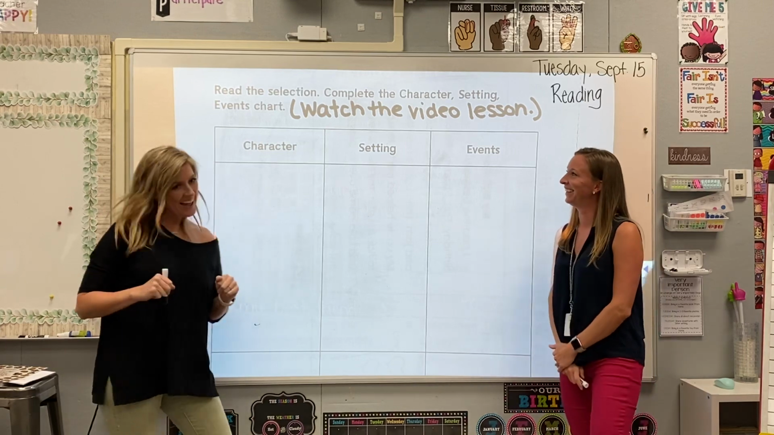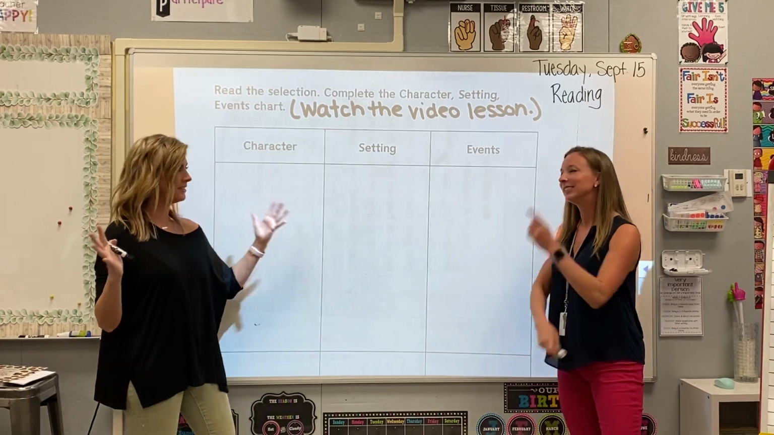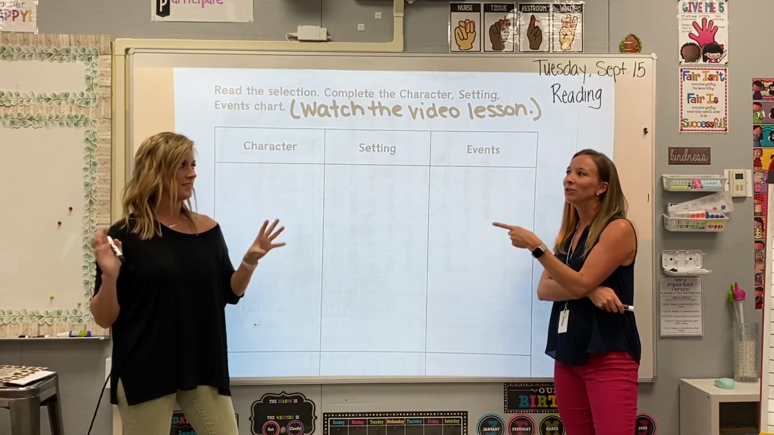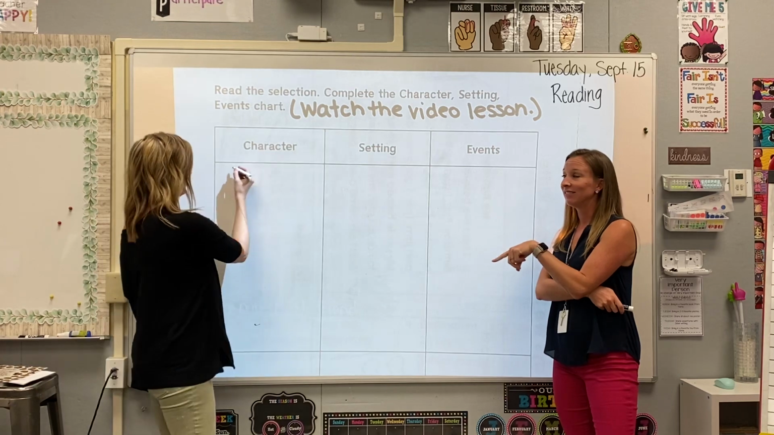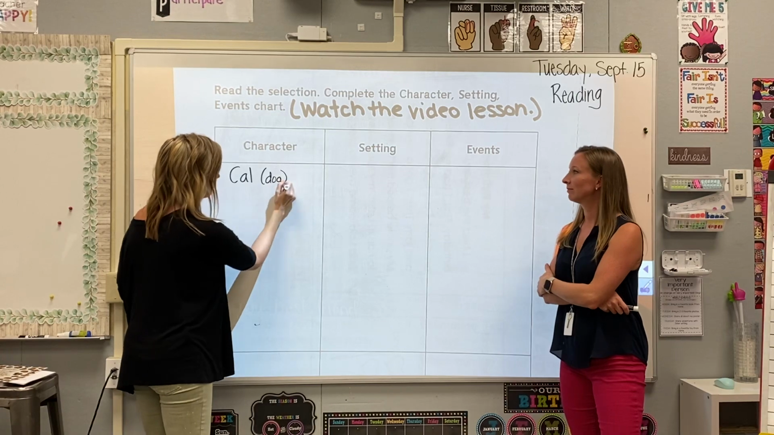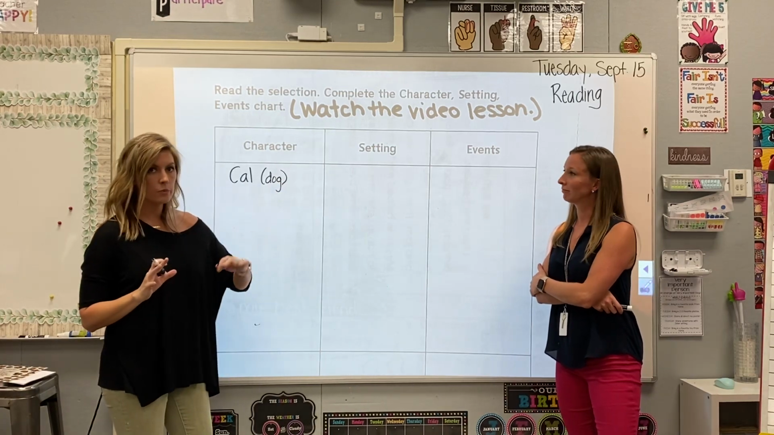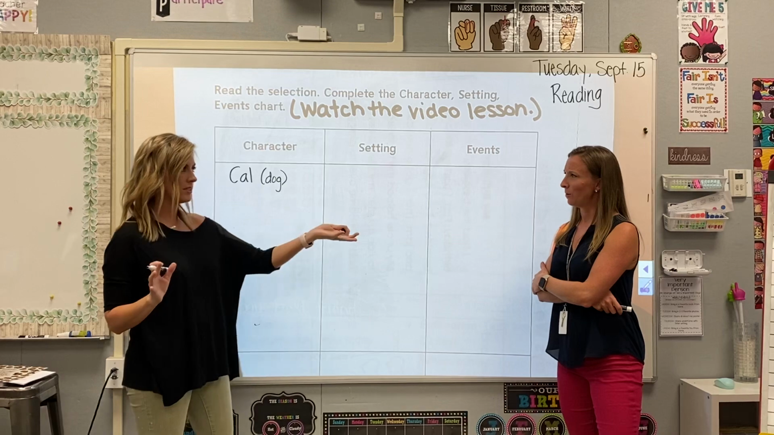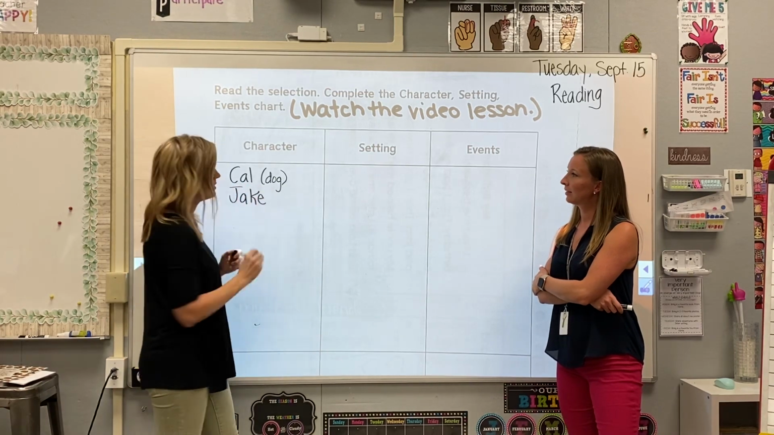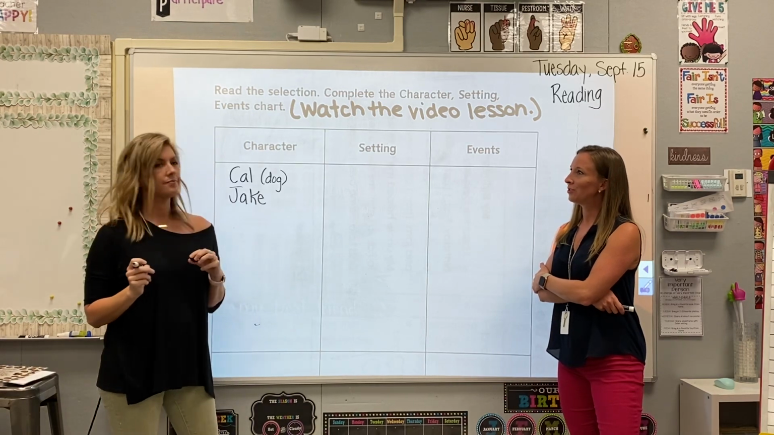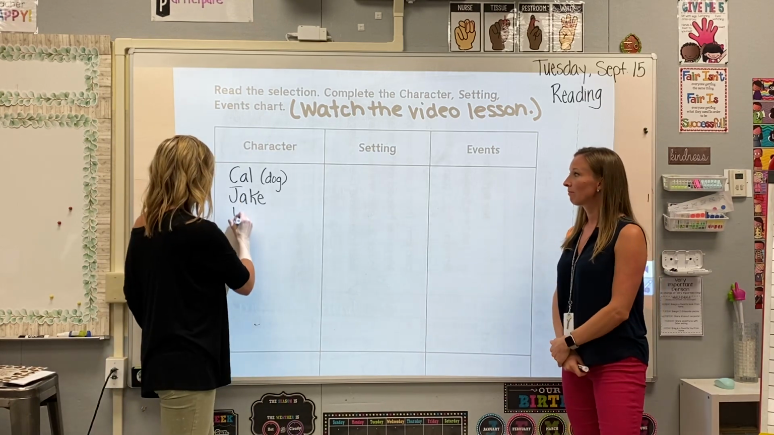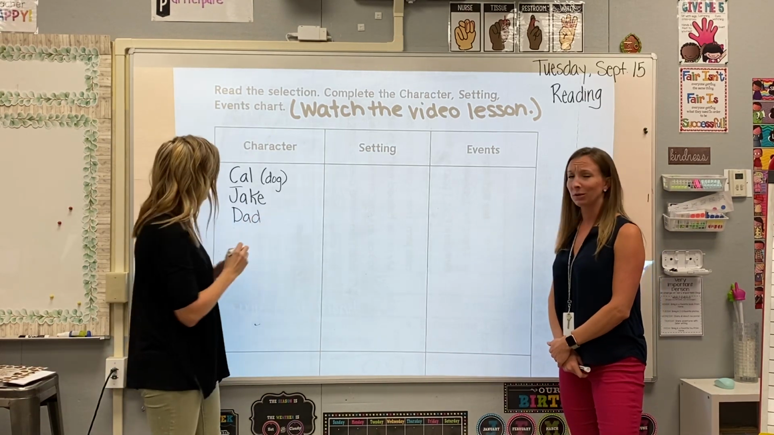Let's do it. So, who are the characters in this story? There were not very many. You just mentioned one. I did. You mentioned the dog, which is Cal. And I'm going to put dog because I don't want you guys to get confused and think that the boy's name was Cal, because it's not. That was the dog's name. What was the boy's name? The boy was Jake. And who was the other character? Well, he didn't do all of the events in the story by himself. His dad had to help out. His dad. And I think that was it. A pretty short list of characters.